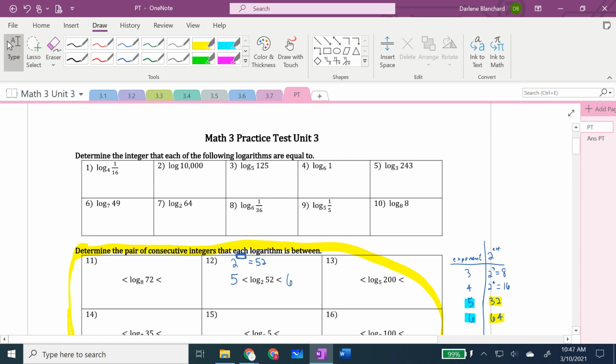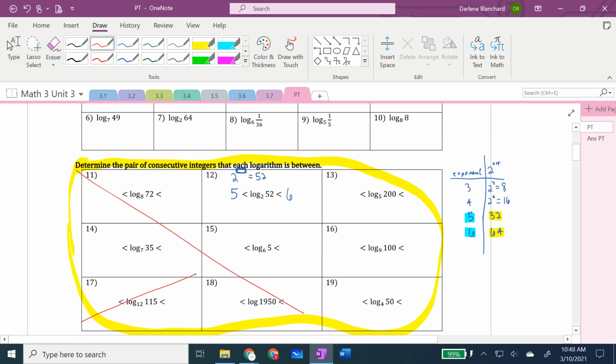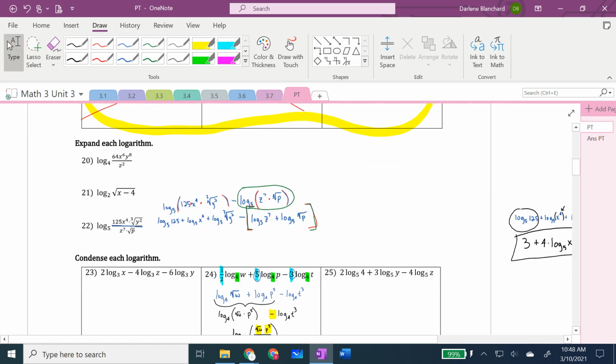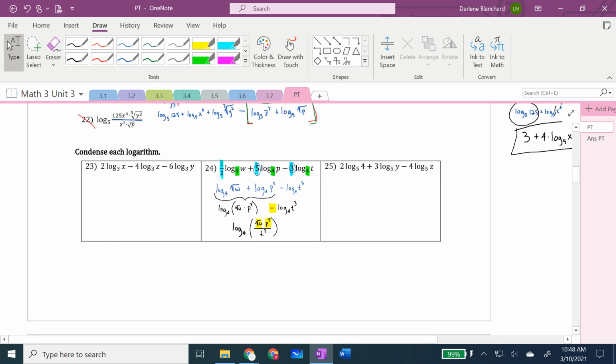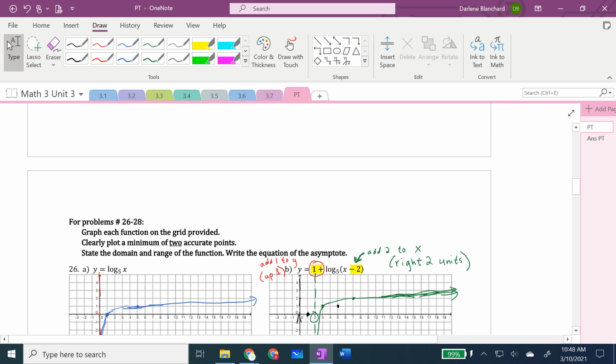What I will put on the test for sure, you will definitely see problems like these on the test. So make sure you feel comfortable with those. I'm going to cross these out and tell you, you need to do them, but I will not put a problem like that on the test. I will definitely have expand condense, but I'm not going to make it as difficult as 22. I would say 24 is probably a little bit closer to difficult.